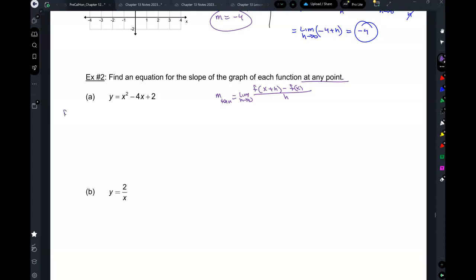So what's f of x plus h? x plus h squared minus 4 times x plus h plus 2. All right, we're going to multiply this out.